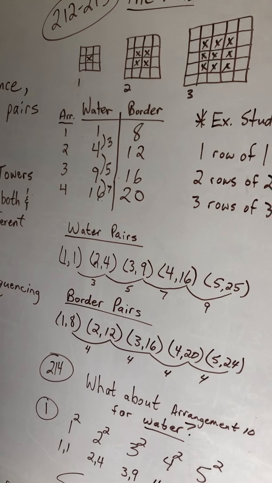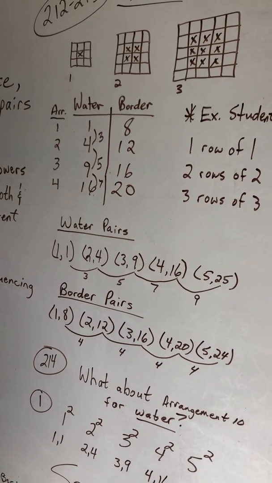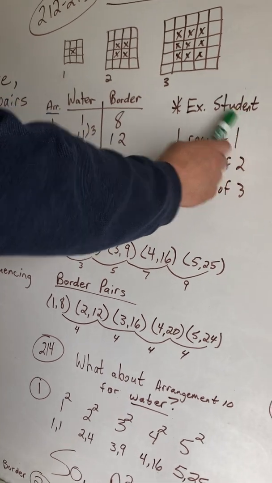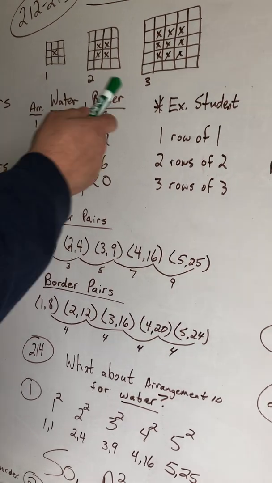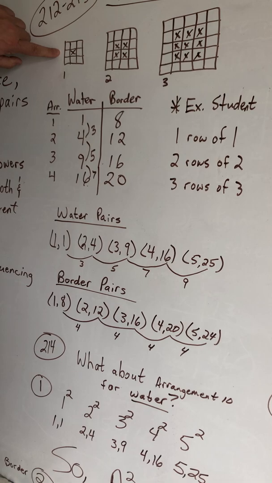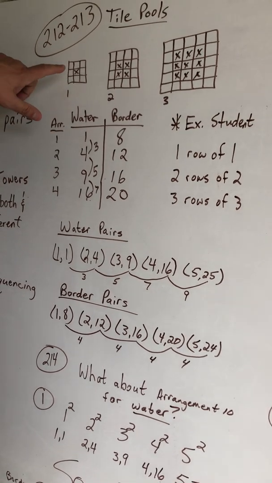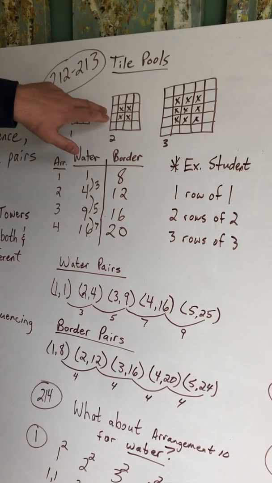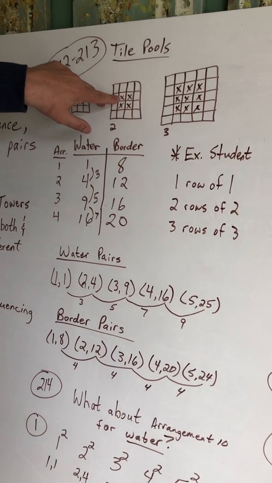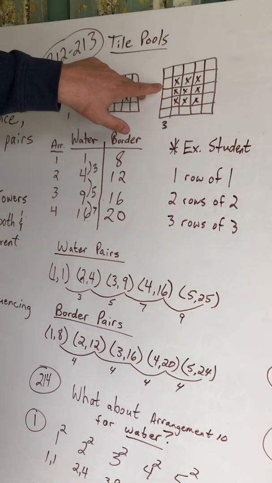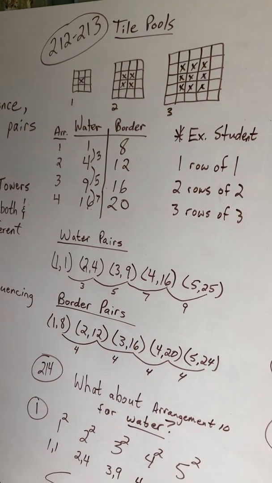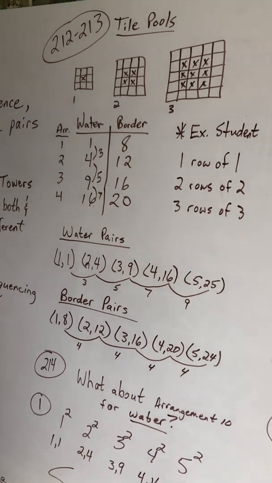So I've been looking for patterns. One of the examples in the Teacher's Edition that a student gave is, for arrangement 1, looking at water, it has 1 row of 1. Arrangement 2 has 2 rows of 2. Arrangement 3 has 3 rows of 3. It's just one more way of looking at it, okay?